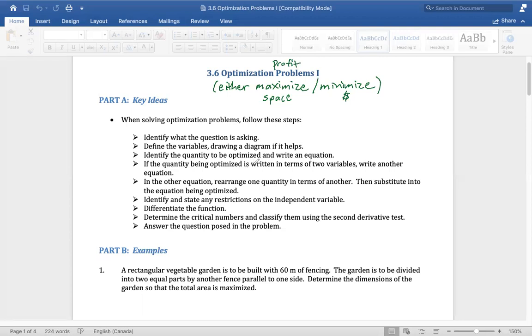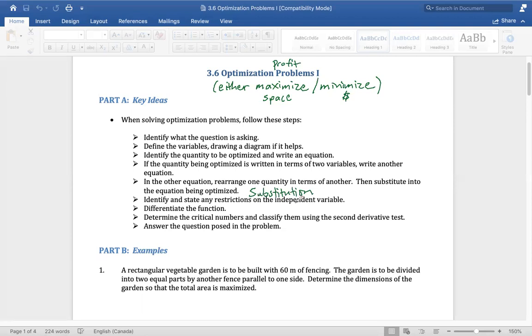If the quantity being optimized is written in terms of 2 variables, then you can't solve for 2 variables, right? Then I need to write up another equation. So this is going back to grade 10. Then in the other equation, I'm going to rearrange one quantity in terms of another. If you just think of then substitute, basically we're using substitution, right? From grade 10.